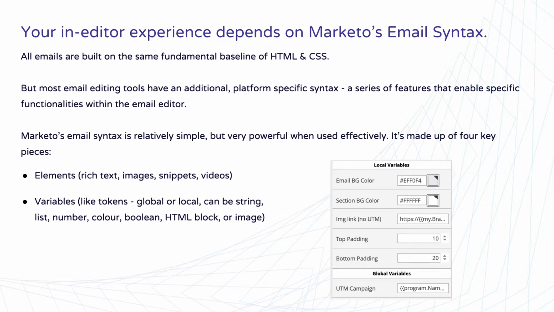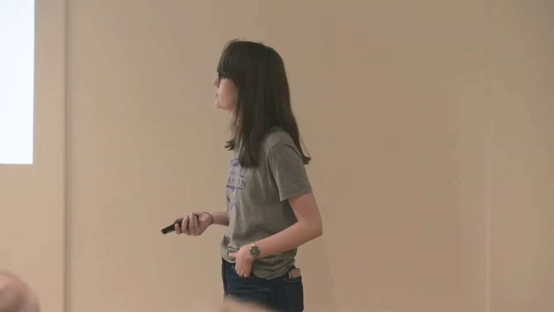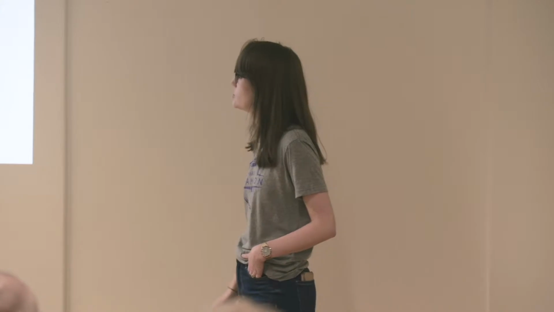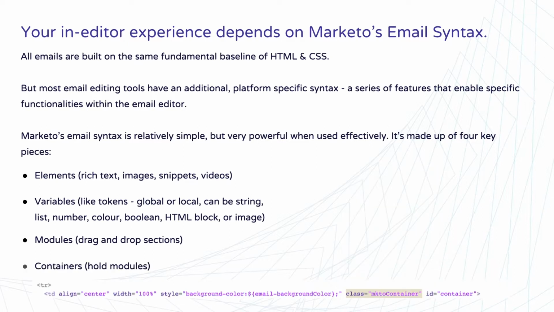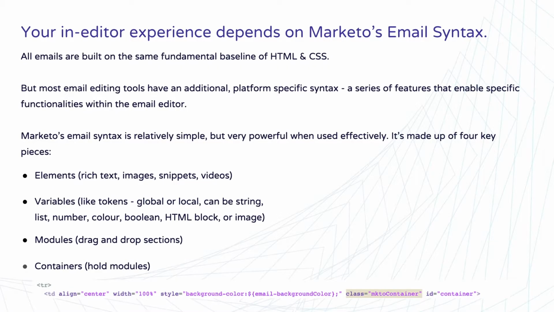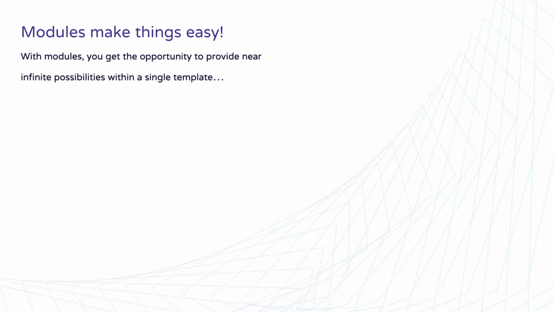Variables can be string variables, lists, numbers, colors, booleans, HTML blocks, or images. They've got a lot of flexibility here, and there's a bunch of different cool ways that you can use those. Modules are your drag and drop sections, and again, you can customize those incredibly heavily. And containers, we don't really care about for the purposes of this. It just exists in the HTML, and it tells Marketo where your modules are, basically.